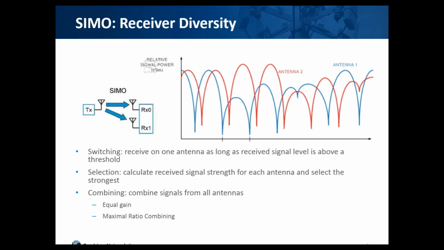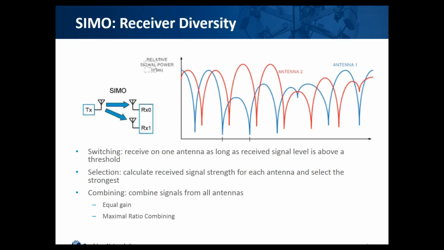This technique is better than the simple switching, but what happens if both signals are approximately the same? The selection technique will use one or the other, but by eliminating the weaker of the two, it eliminates valuable information. A more complex technique is the combining technique, which uses all the received signals and combines them. In this way, all information is used and no received signal is discarded.